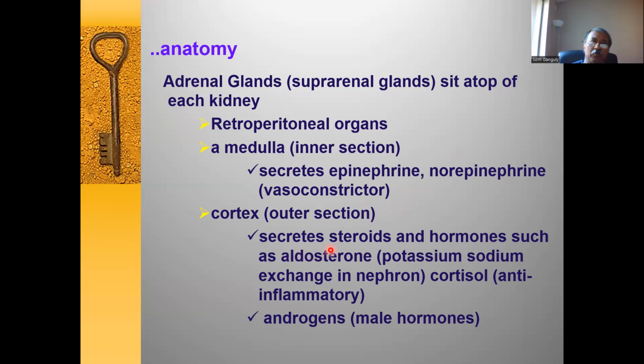The outer section, the cortex of this adrenal gland, secretes steroid hormones: aldosterone and cortisol. These are the hormones we require for our stress related conditions. And we have androgen, the male hormone. So the adrenal gland is a very, very important functional gland. Sometimes we have an adrenal gland tumor, and then the surgeon will remove the adrenal gland.